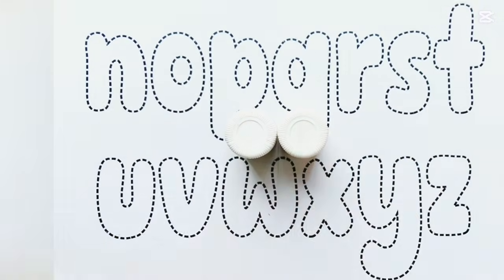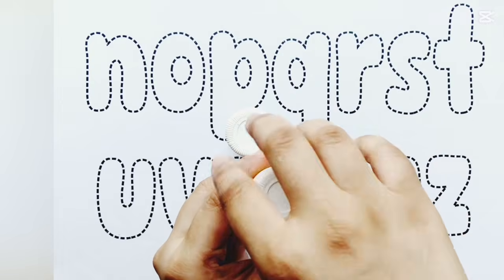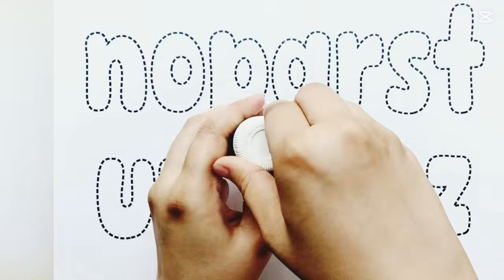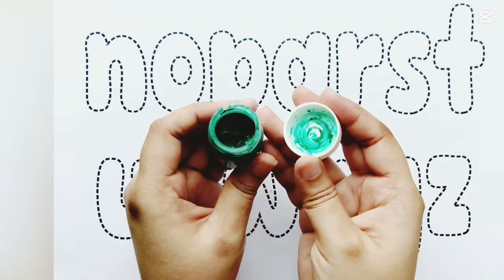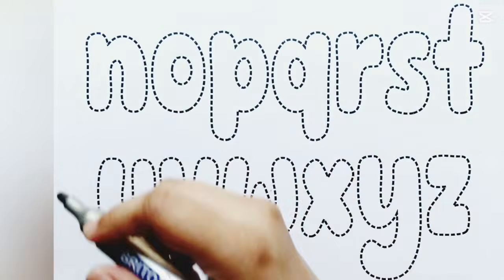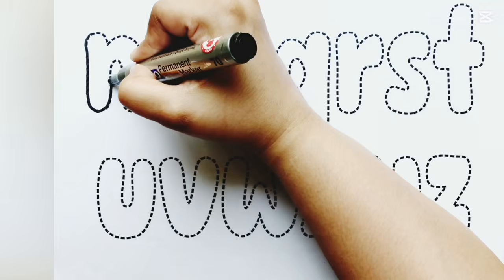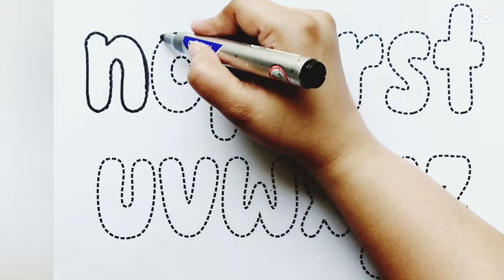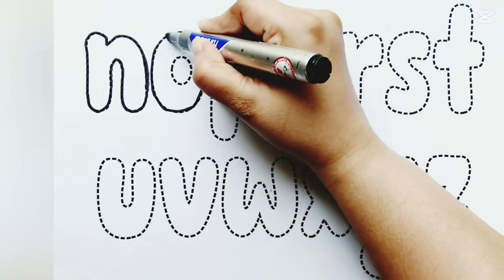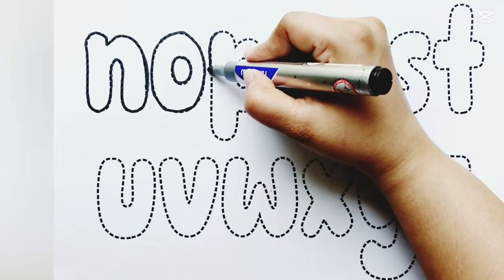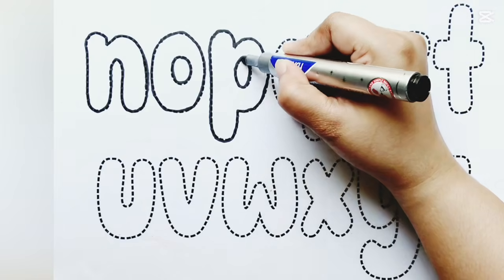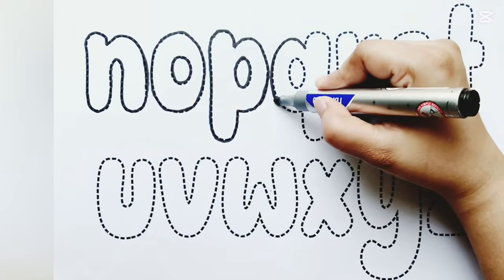Black color. Yellow color. Green color. Small letter N for nose. O for orange. P for peacock. Q for queen.